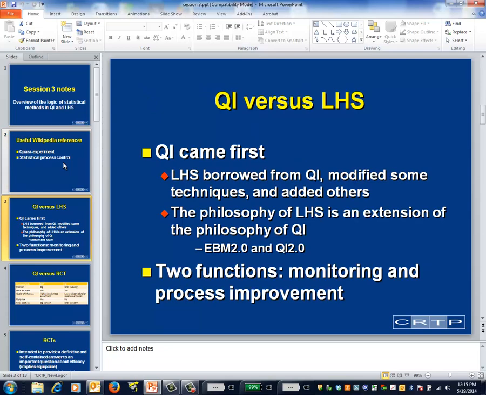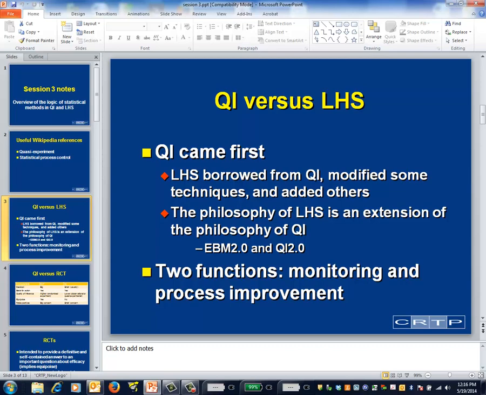One distinction is the one between QI and learning health systems. For now, suffice it to say the idea of learning health systems was developed after QI, and so has borrowed some of its statistical techniques, modified them where appropriate, and also includes entirely different techniques as well. Moreover, learning health systems shares a similar philosophical orientation as quality improvement. If you like the analogy that LHS is an extension of evidence-based medicine, you can apply that same analogy to quality improvement. Thus, it's not only EBM 2.0, but QI 2.0 as well.